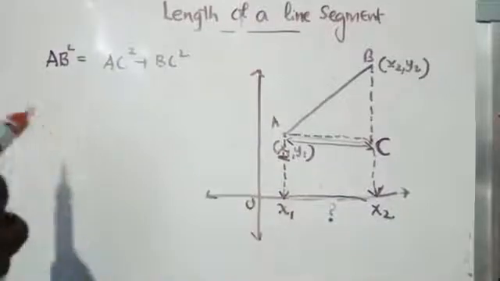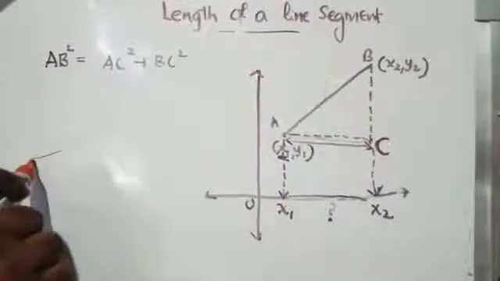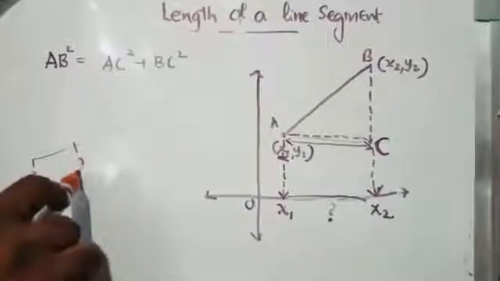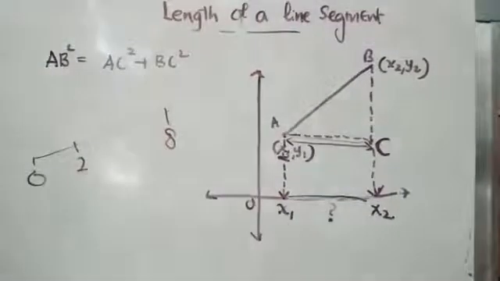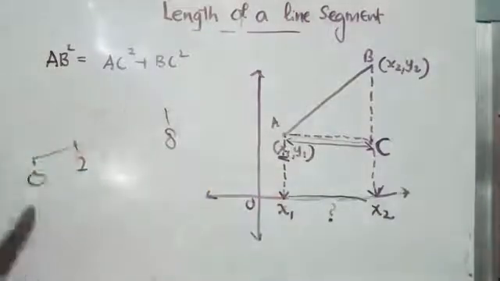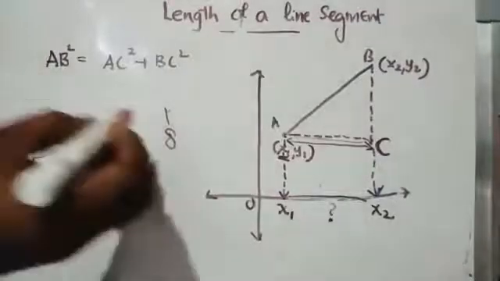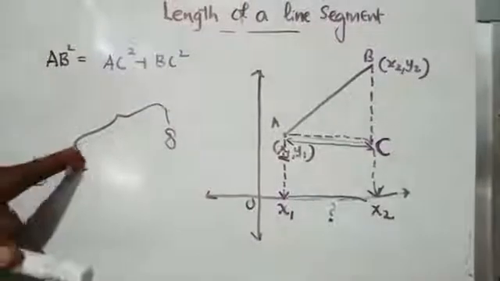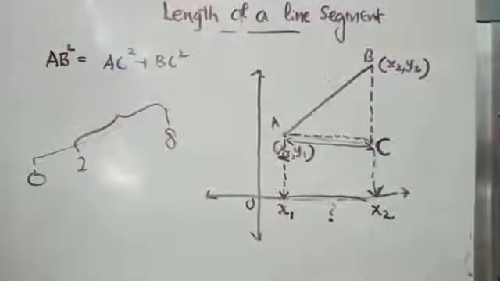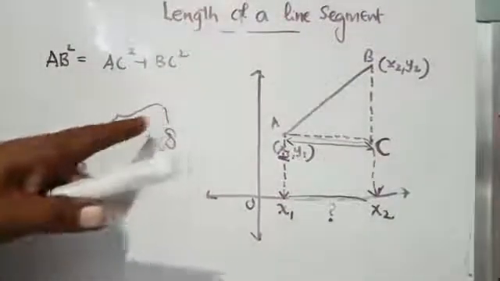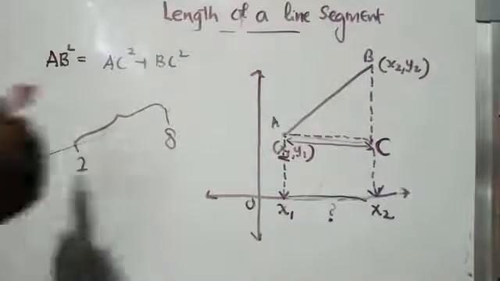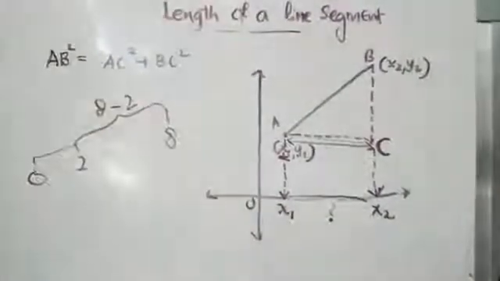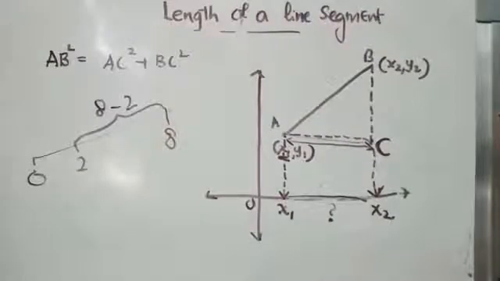For that I'll show you one small example. 0, 2, 8. We have 3 points starting with 0, just like 0, x1, x2. We have 0, 2, 8. We want this length. What is the length from 2 to 8? Is it 6? Yes, it is 6, because from 2 to 8 there are 6 units. So how do you identify that? It's very simple. Just do 8 minus 2. That will get us 6.